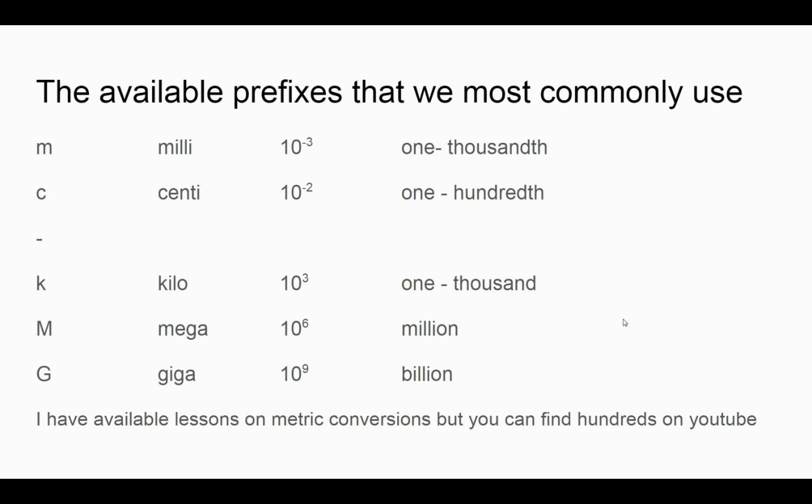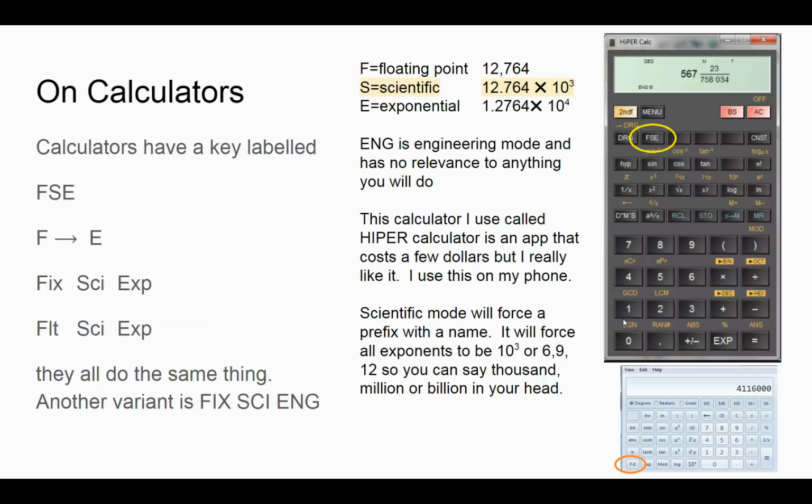Now, how does your calculator handle this? Your calculator comes with a key. The key will be labeled FSE, F arrow E. It might say fix, sci, eng. They all do the same thing. All these are doing is telling you what kind of exponential mode the calculator will go in. So floating point, you type in the number 12764, and it will just leave it like that. Plain old ordinary number, floating point.